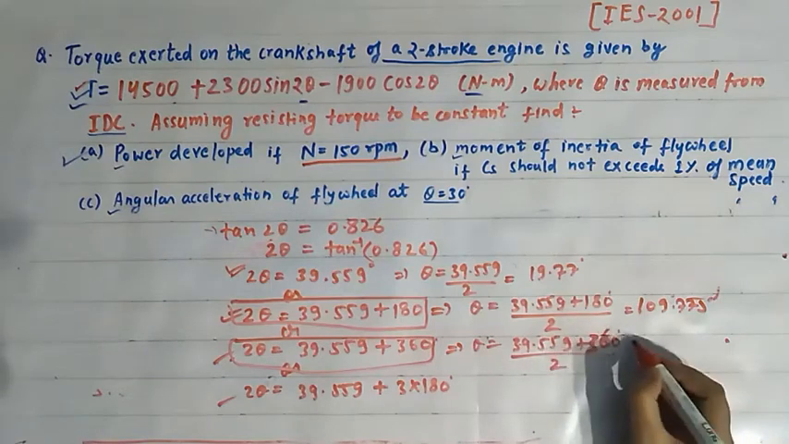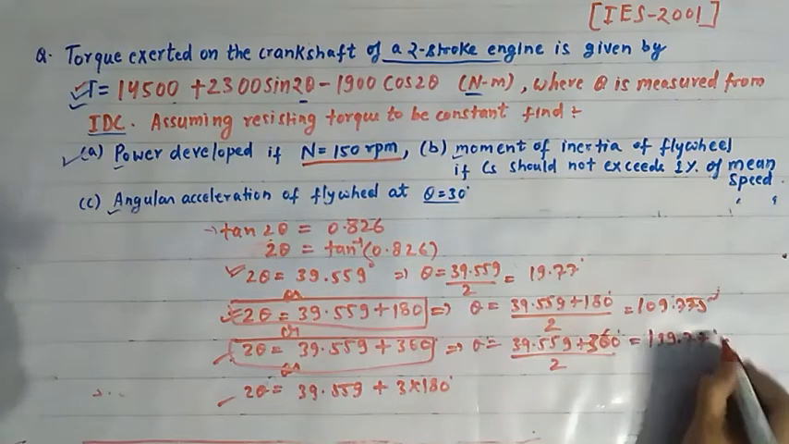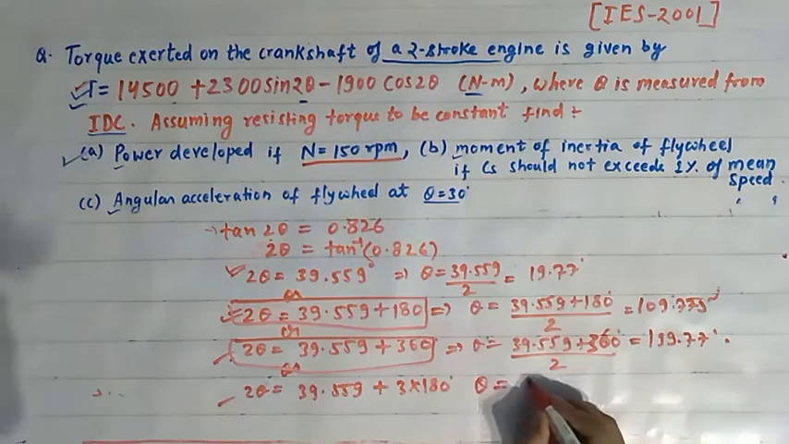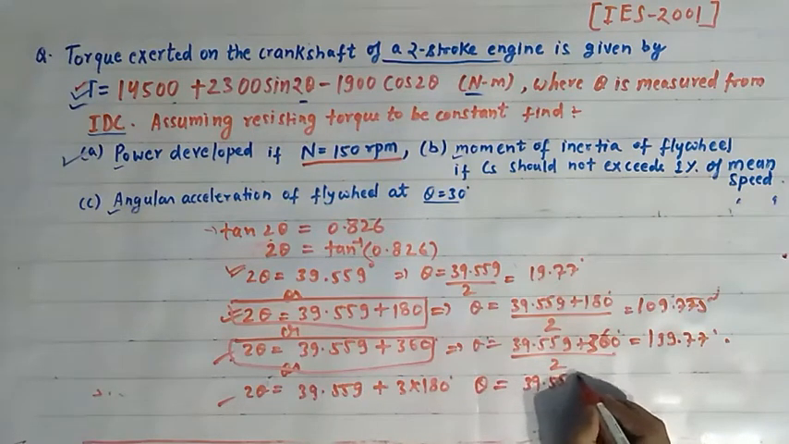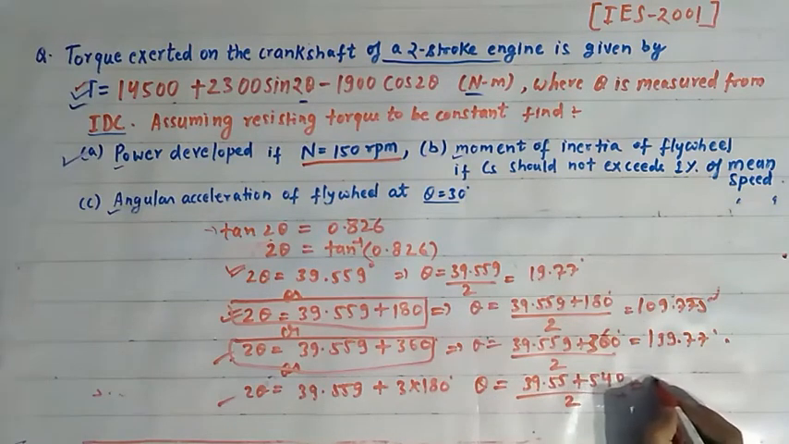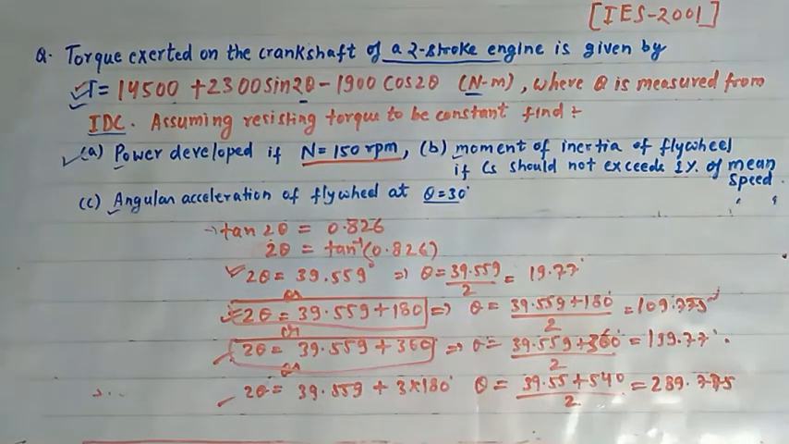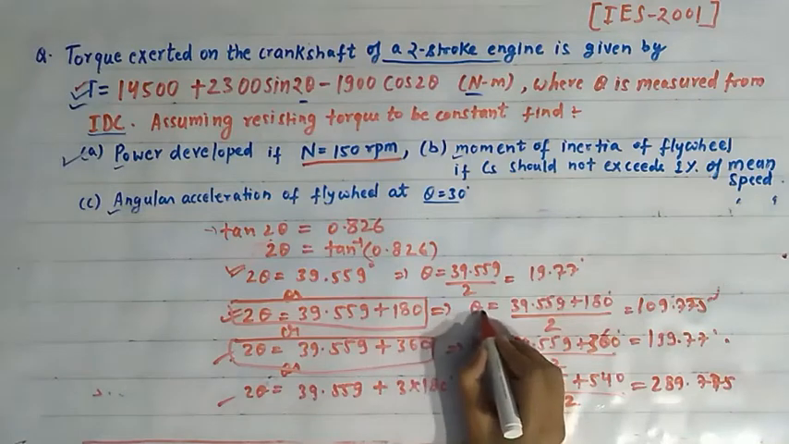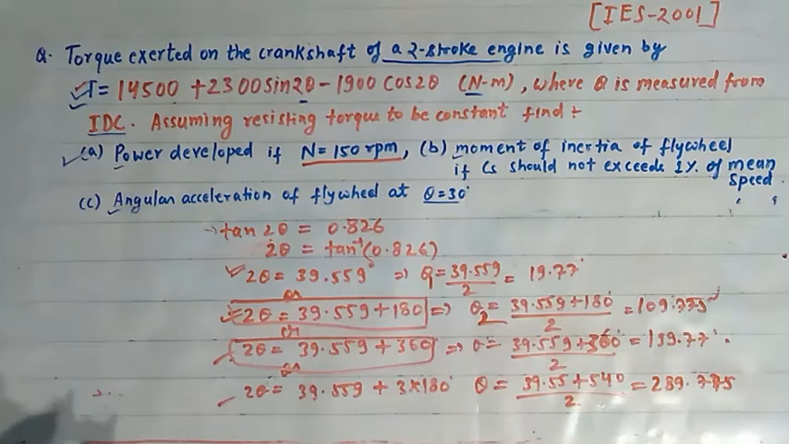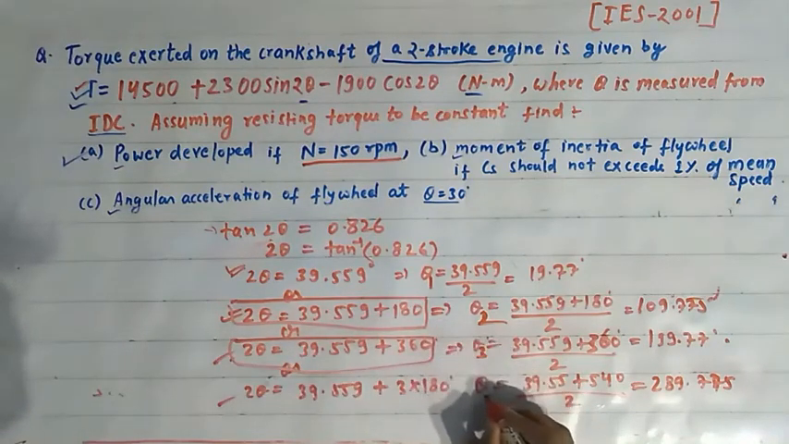360 degree is equal to 199.77 degree, and the value of theta from this will come out to be (39.55 plus 540) divided by 2, which is equal to 289.75775 degree. Okay, now I will call this value as theta 1, this value as theta 2, this value as theta 3, and this as theta 4.